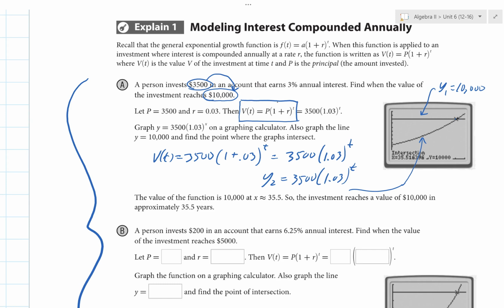So just make sure you have that equation highlighted. That's what we use for compounding annually. So compounding annually, we use that equation.